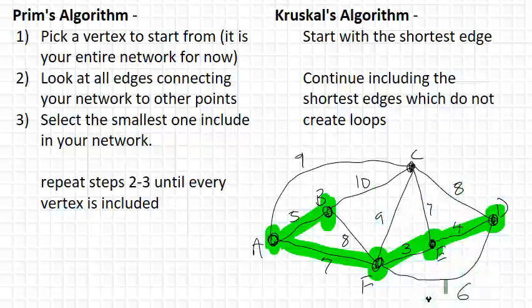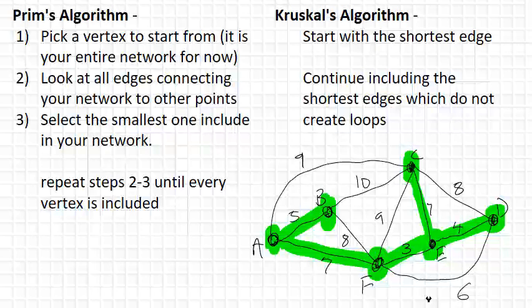Now I'm not looking at this 6 at this point, because 6 is only going to create a loop. It's not going to make our network any larger. So we're only looking at lines that join up to something on the outside that will be new to our network. And so that would be our finished product.